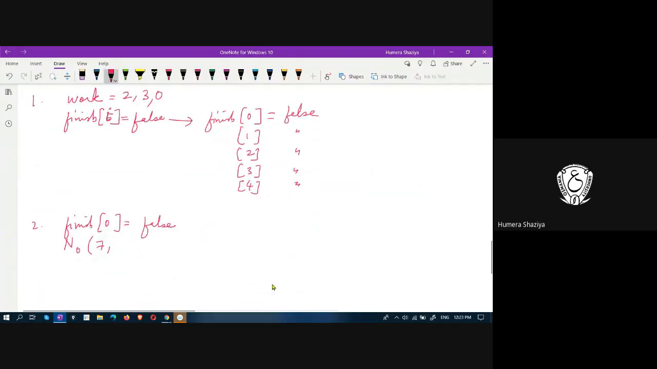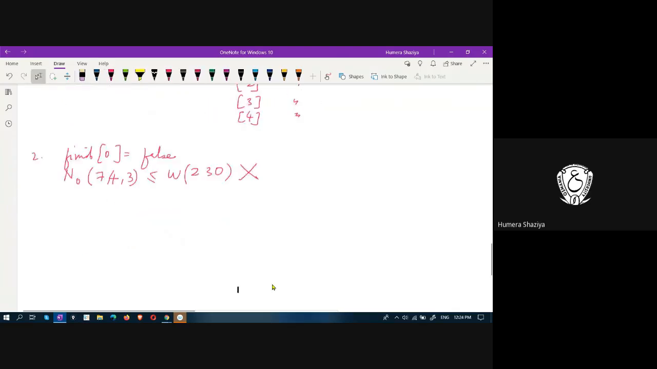Seven, 4, 3. Is it less than or equal to Work? What is Work? Work is 2 3 0. Is it less than or equal to 230? The condition fails because here 7 is greater than 2. That means you cannot allocate the available resources to P0. P0 has to wait. So what do you do? You go to the next process.